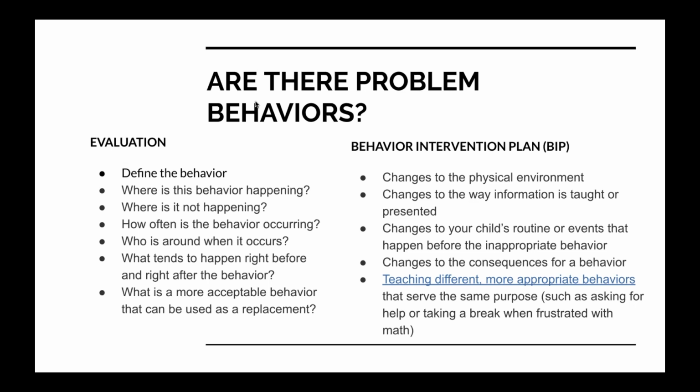So should changes be made to the physical environment to help the child? Changes to the way information is taught? Changes to routines? Should the child have a one-to-one aid? That's going to be in the functional behavior assessment. Is that aid going to be needed in order to help manage the child's behaviors?